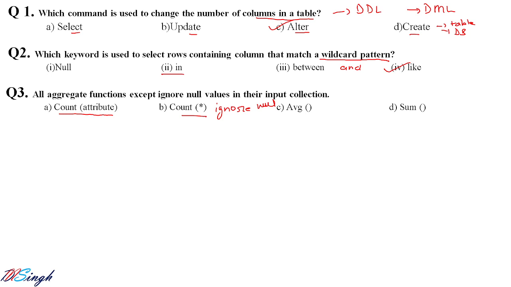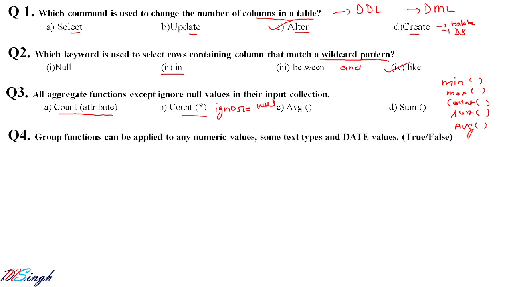How many aggregate functions do we have here in SQL? Min, max, count, sum, and average. So these are the functions which we have in SQL as aggregate functions. They are also called multi-row functions. Why? Because they take multiple rows in the input and give a single row in the output. Let us see the next question.